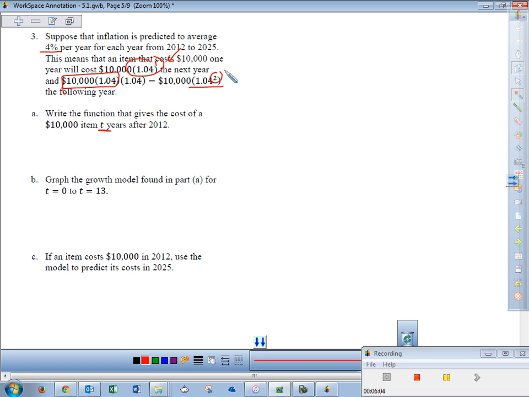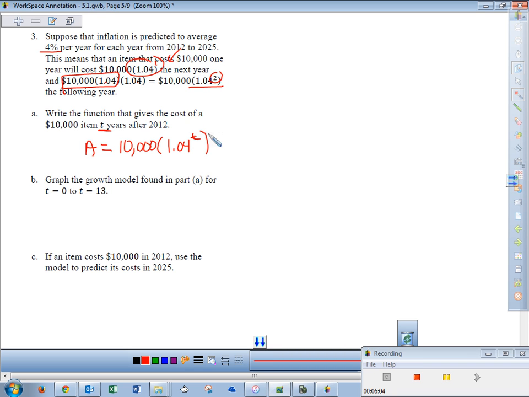They want t years after it. So what will I have? The amount equals 10,000 times 1.04 to the tth power. Sorry.